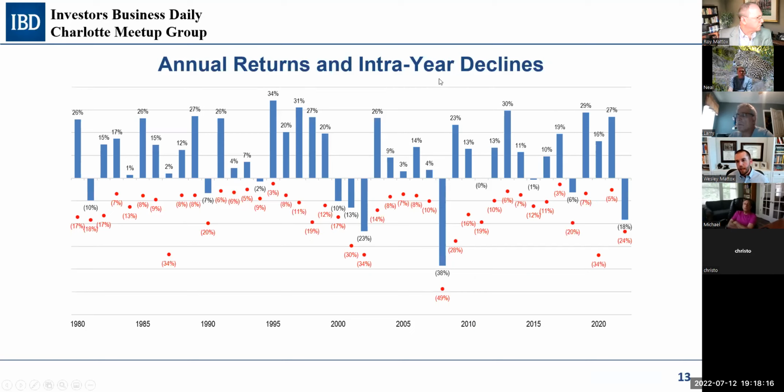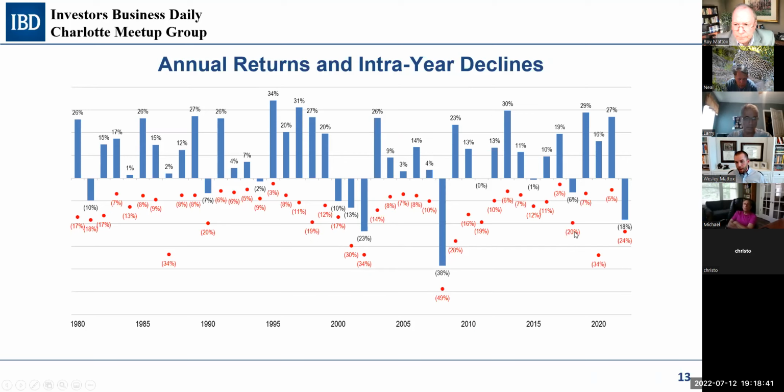Here's another set of data points where we're looking at the annual returns and intra-year decline. So obviously there are pullbacks within every year. Our maximum pullback here was 24%, and we're down, it might be 18%. That might be a day or two old, somewhere around that range.